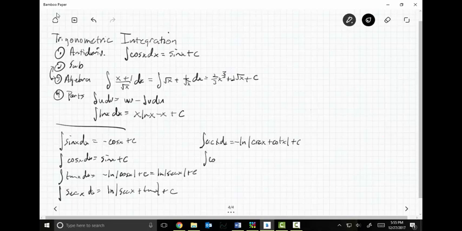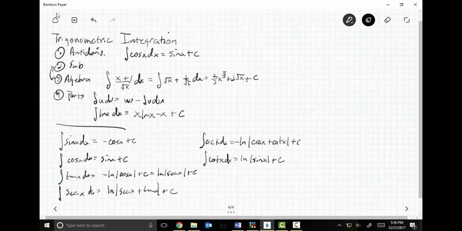Try that again. All right, now cotan of x dx is equal to the natural log of the absolute value of sine of x plus c, or I could write it as the negative natural log of the absolute value of cosecant x plus c, but that's just a little bit silly. Okay, so know your 6 antiderivatives of the main 6 trig functions.